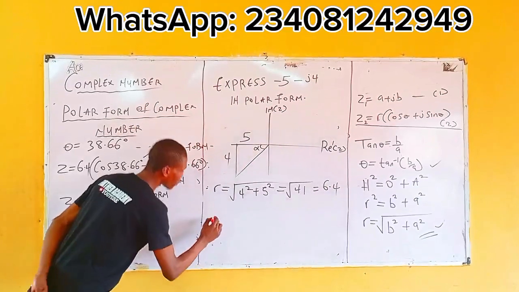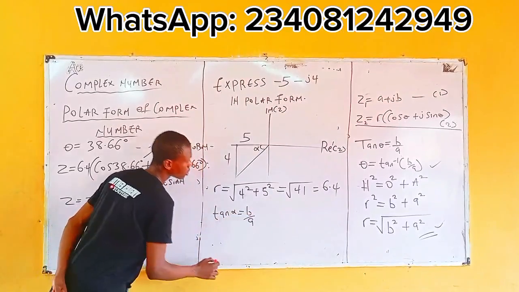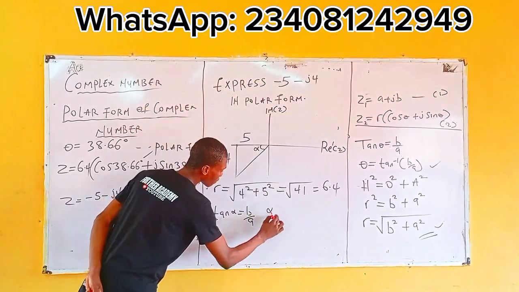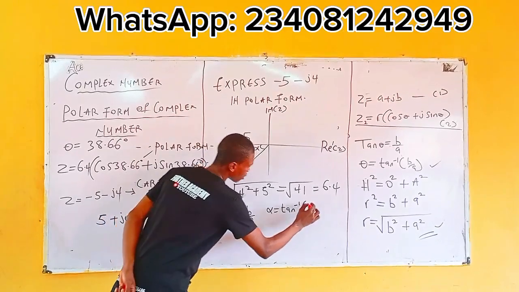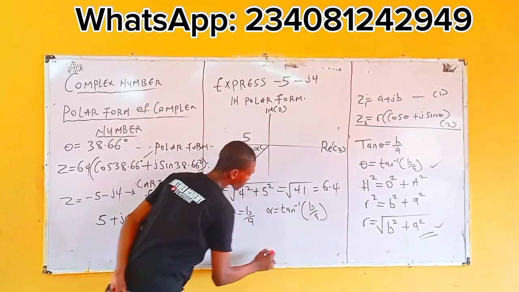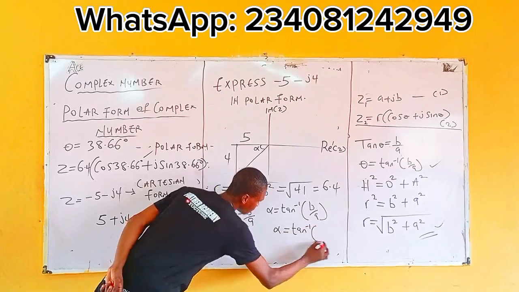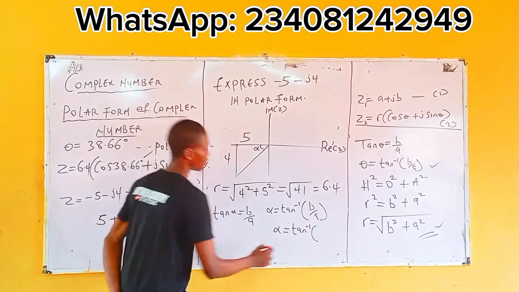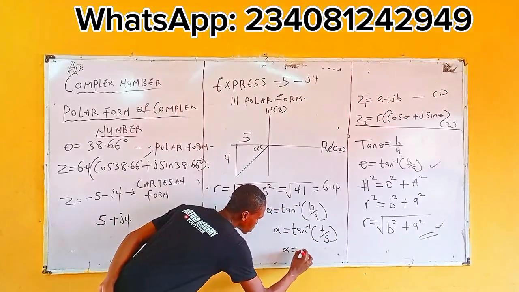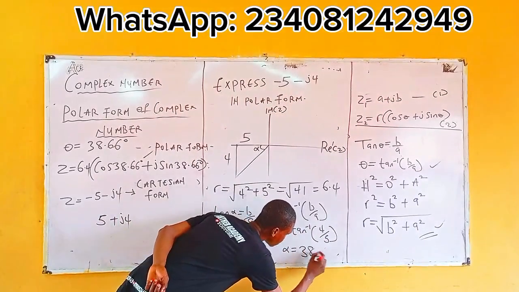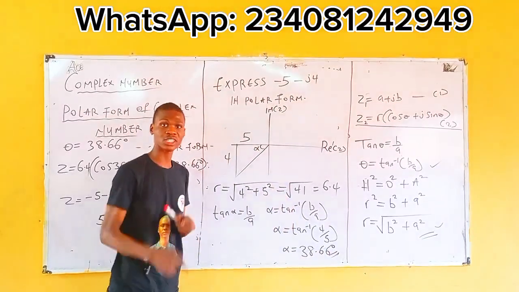Right? Now, from here, tan alpha is equals to b over a. Right? Meaning alpha is equals to tan inverse of b over a. That is, alpha is equals to tan inverse. What's your b here? 4 over 5. Your answer is what? Answer for alpha is what? 38.66 degrees. This is alpha, but you are interested in what?